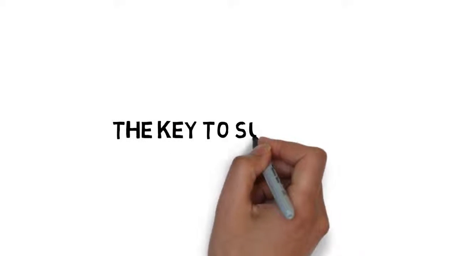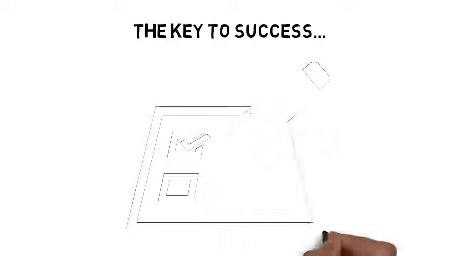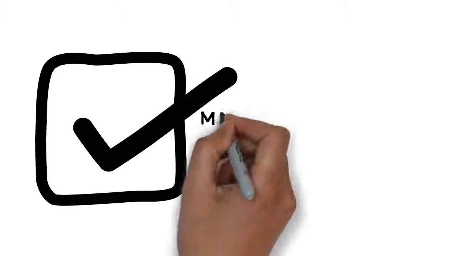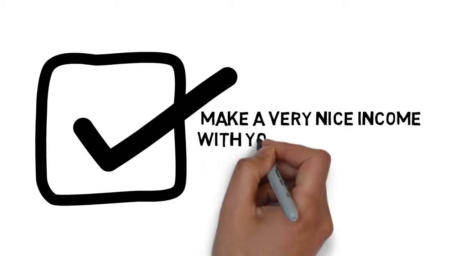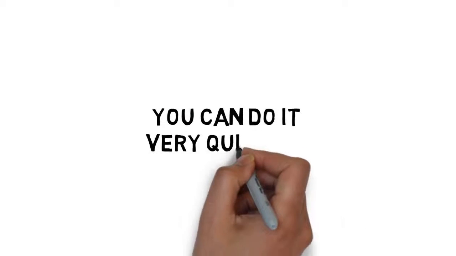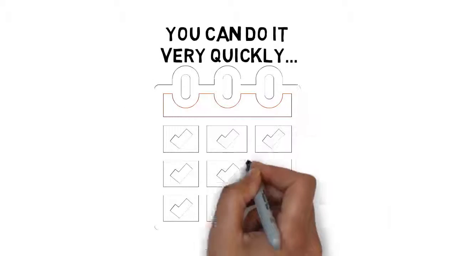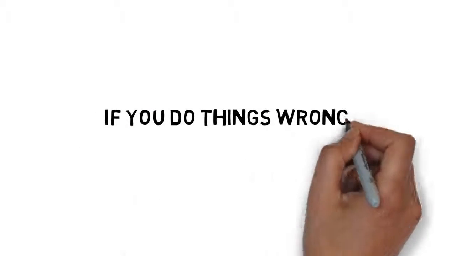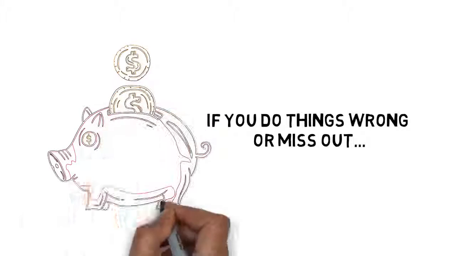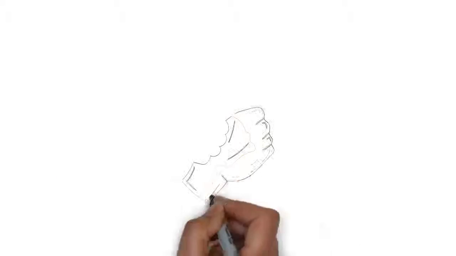You see, the key to success with creating your own product and making big money is in the details. When you do things the right way, you can make a very nice income with your own product. And you can do it very quickly. Sometimes within a few weeks or even days. But if you do things wrong or miss out on any of the crucial steps to success, you can find yourself never making a dime.